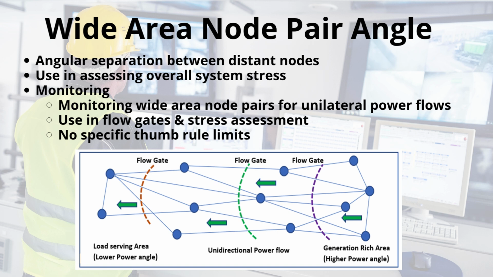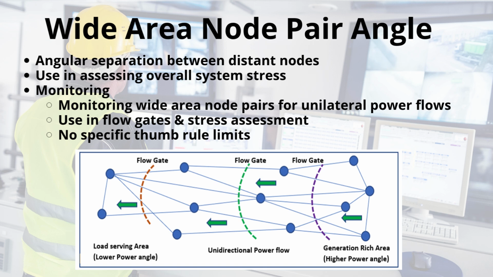Now, the source made a point here. Unlike the adjacent angle having that 30-degree guideline, there are no specific rule-of-thumb limits for these wide area angles. Why not? Yeah, that's a really crucial difference. Adjacent angles directly relate to that physical synchronizing force between two points, and that force has real limits as the angle gets bigger, approaching 90 degrees where it starts to weaken significantly.